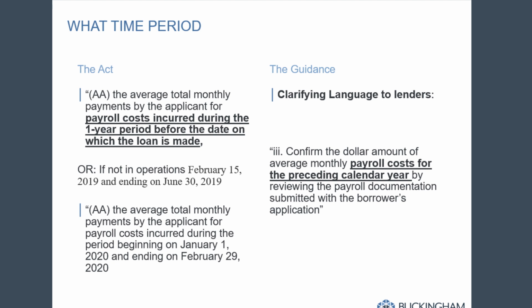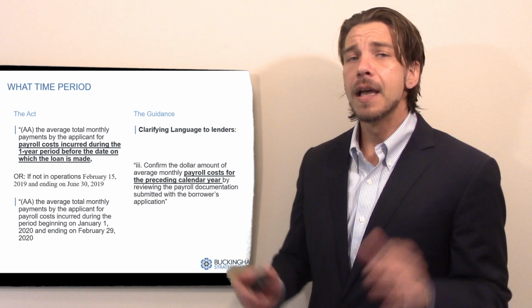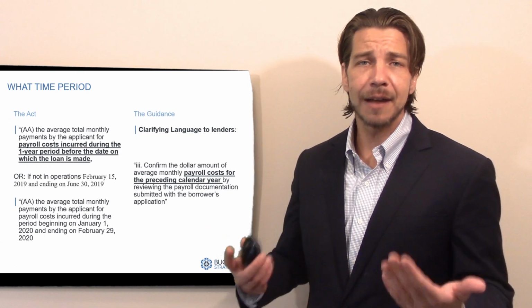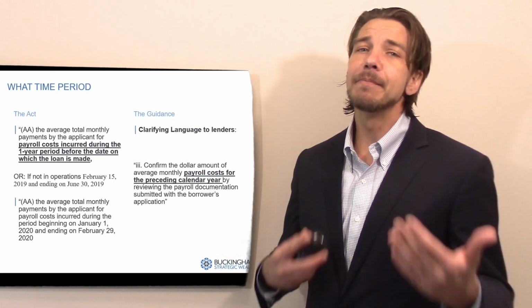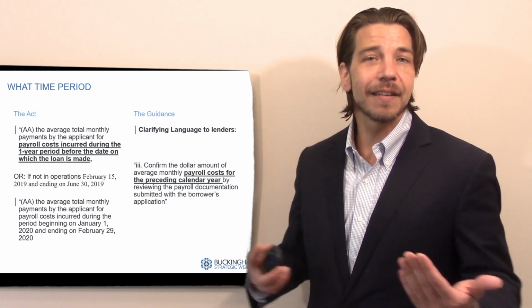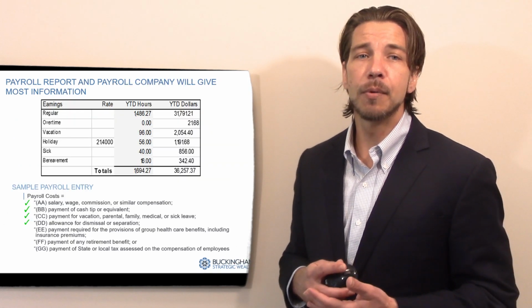So it was great to see that in the guidance, in the clarifying language, it's payroll costs for the preceding calendar year. Not only does that give us a full year of actual operations, but it makes the data collection pretty easy because there are going to be a variety of year-end reports.